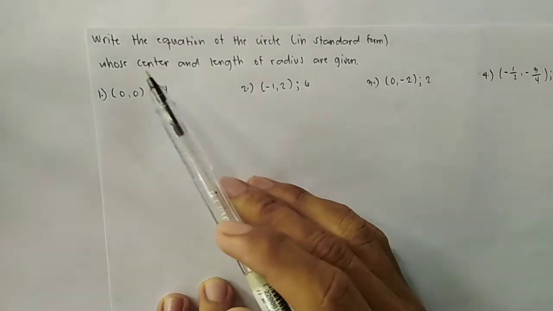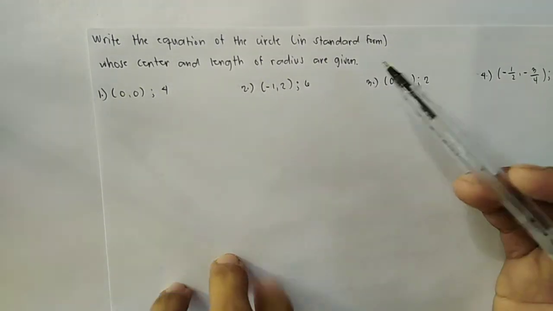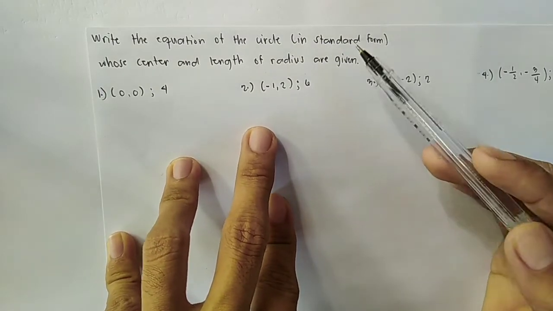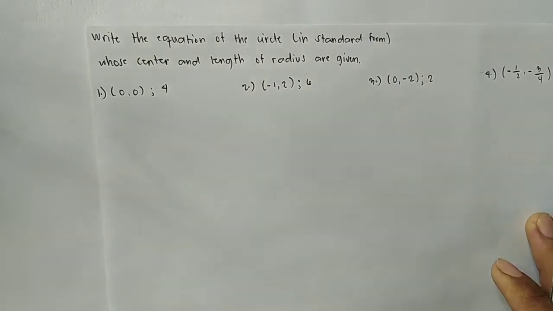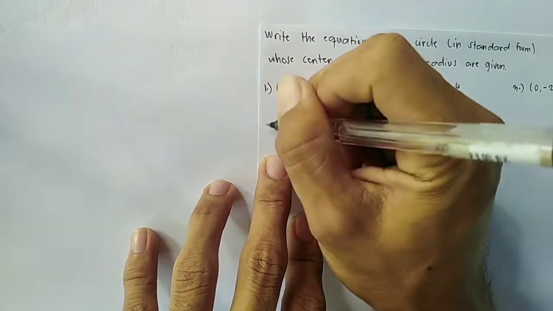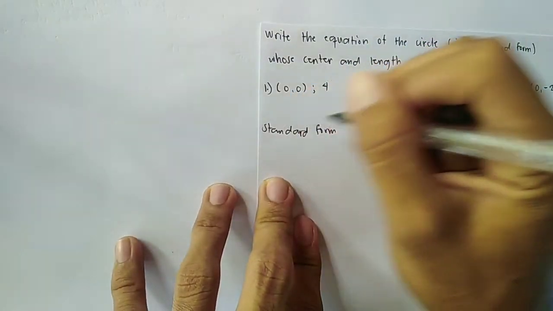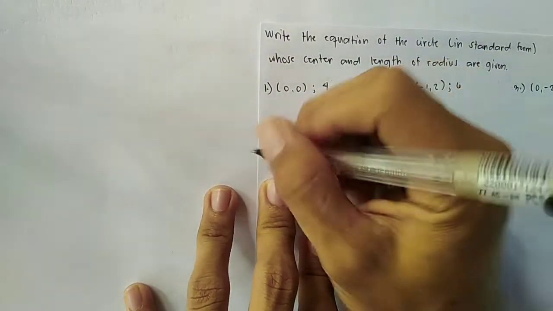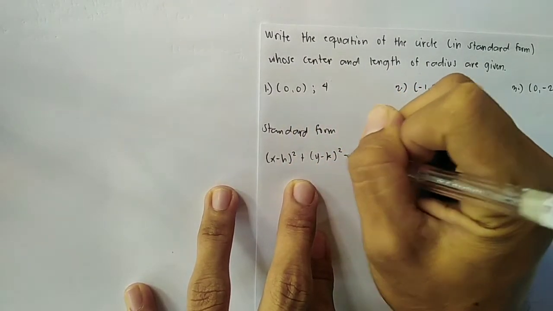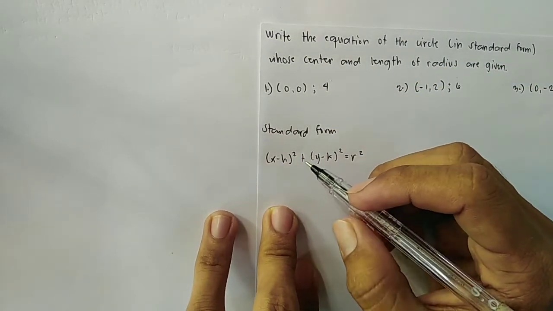Okay, so we have here: write the equation of the circle in standard form, whose center and length of radius are given. So the restriction here is that we are going to write the equation of the circle in standard form. And we already know that the standard form of the equation of the circle takes the form of (x - h)^2 + (y - k)^2 = r^2.